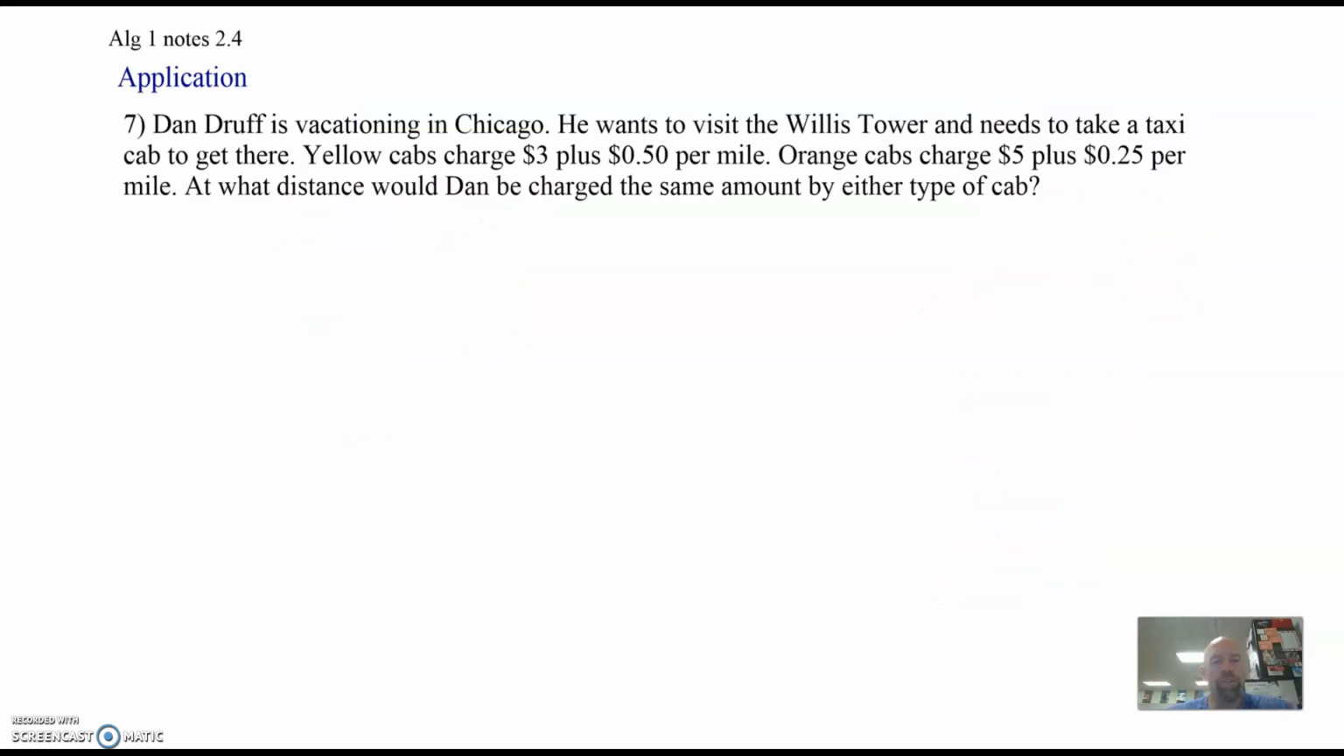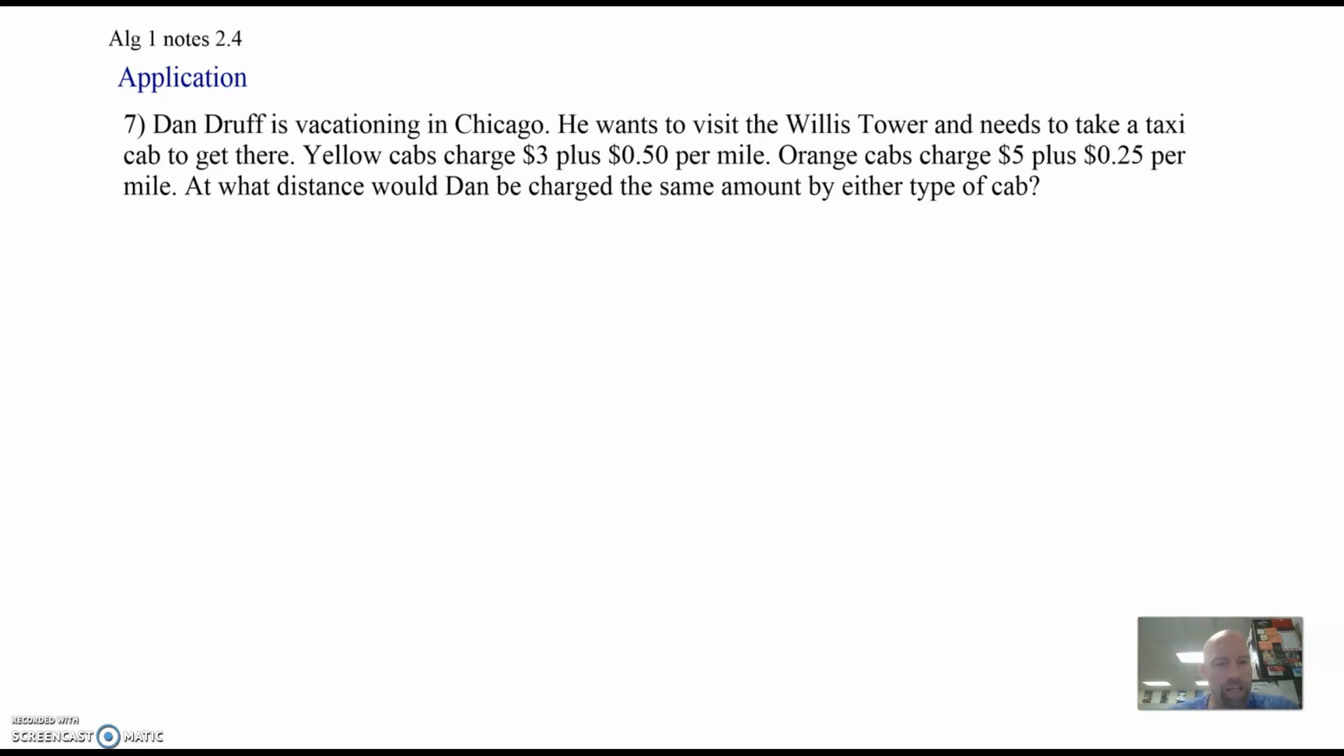All right, so for number 7, we have a business problem. And if you would like, you can go ahead and pause the video. If it would help you to pause the video and read through this before I read through it with you, that would be totally cool. I'm going to go ahead and start reading. It says, Dan Druff, don't make fun of my bald head. That's not a spot for bald jokes.